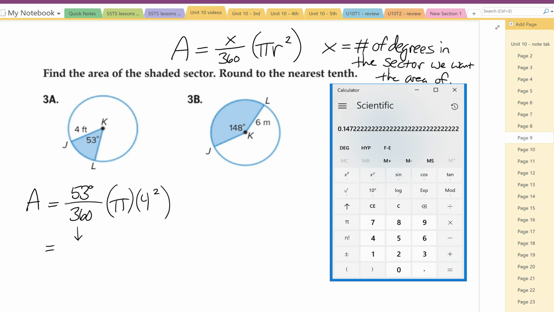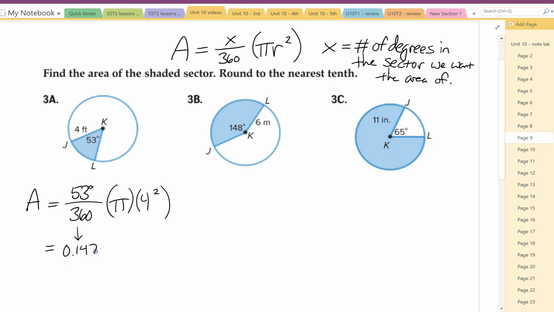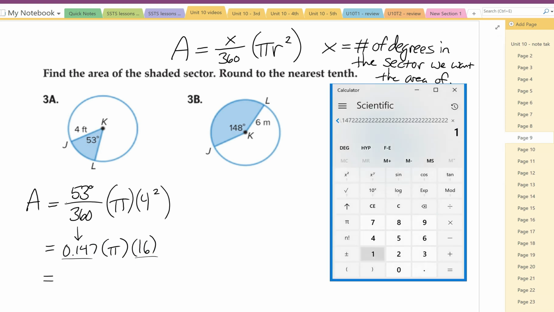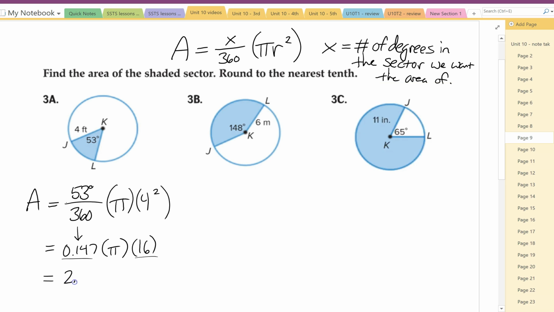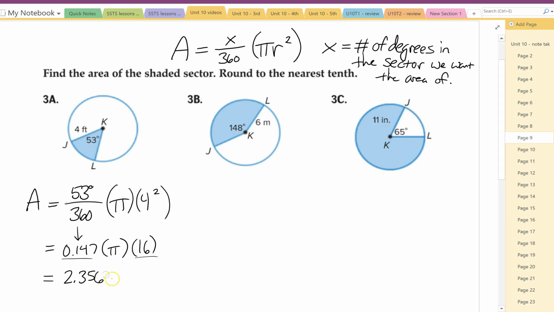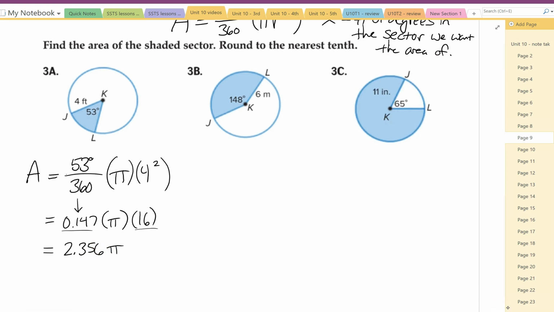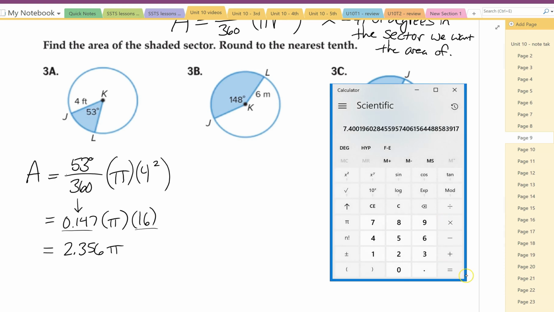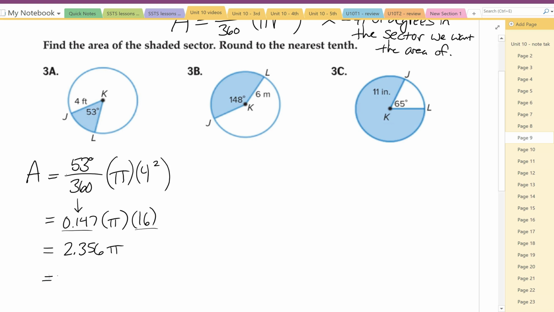And it's 0.147 times pi, and then 4 squared is 16. So now I have 0.147 times pi times 16. If I take this decimal that I have right here and multiply it by 16, I'm going to get 2.3555, so I'll call it 2.356 pi. And then if I multiply that, I get 7.4. So the area of this sector right here is about 7.4 square feet.